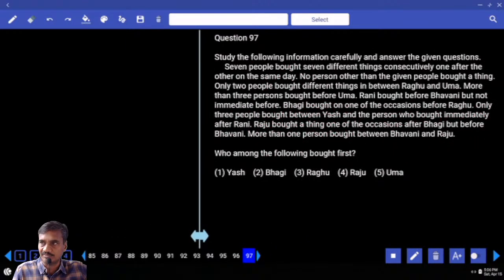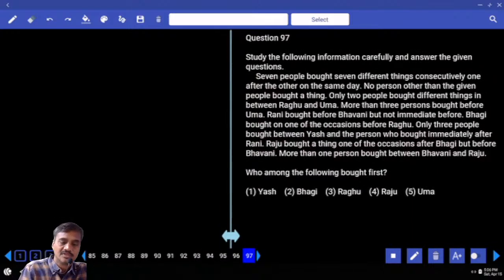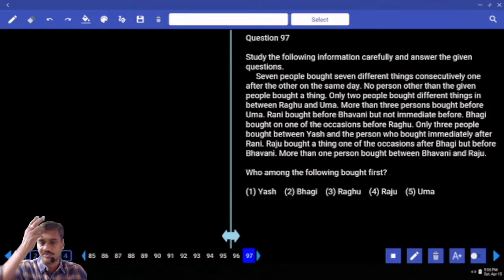Now there are 7 people, and they bought 7 different things, consecutively one after the other. No person other than the given people bought a thing. Now 7 people are there. Only 2 people bought between Raghu and Uma. Between Raghu and Uma, there must be exactly how many people? 2 people. More than 3 persons bought before Uma. And before Uma, how many people are there? More than 4, and more than 3.